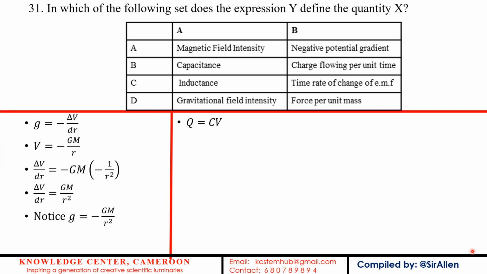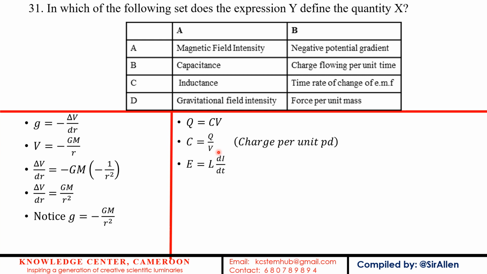Now let's come over here and do some math. Q equals CV, that's the charge on the capacitor, right? So C will be what? Q over V, charge per unit PD. So B is wrong because it's charge flowing per unit time. That's not capacitance. Capacitance is rather charge per unit PD.